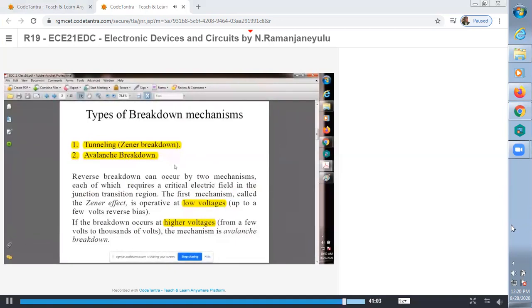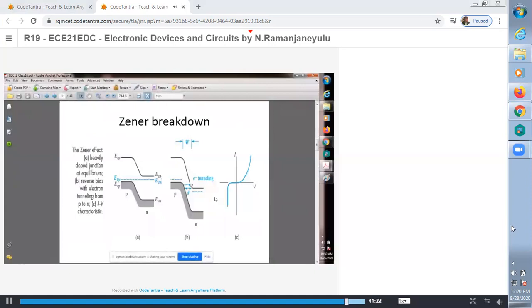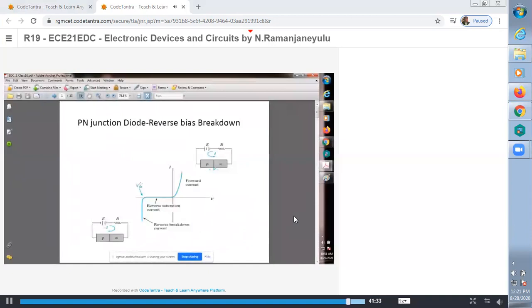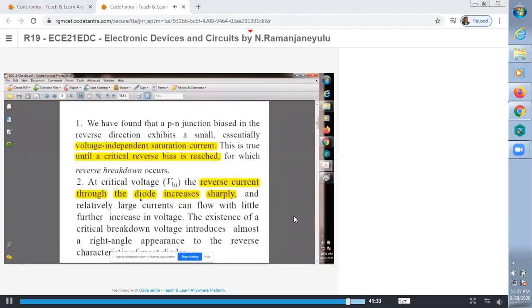So to identify the mechanism: if the breakdown voltage is less than 10 volts, it is Zener; if it is tens of volts to thousands of volts, it is avalanche breakdown. So this is about the breakdown mechanisms in PN junction. A normal PN junction is not used beyond breakdown. If you want to use breakdown, there is a special manufacturing procedure that can handle higher power capabilities, and those diodes are Zener diodes.